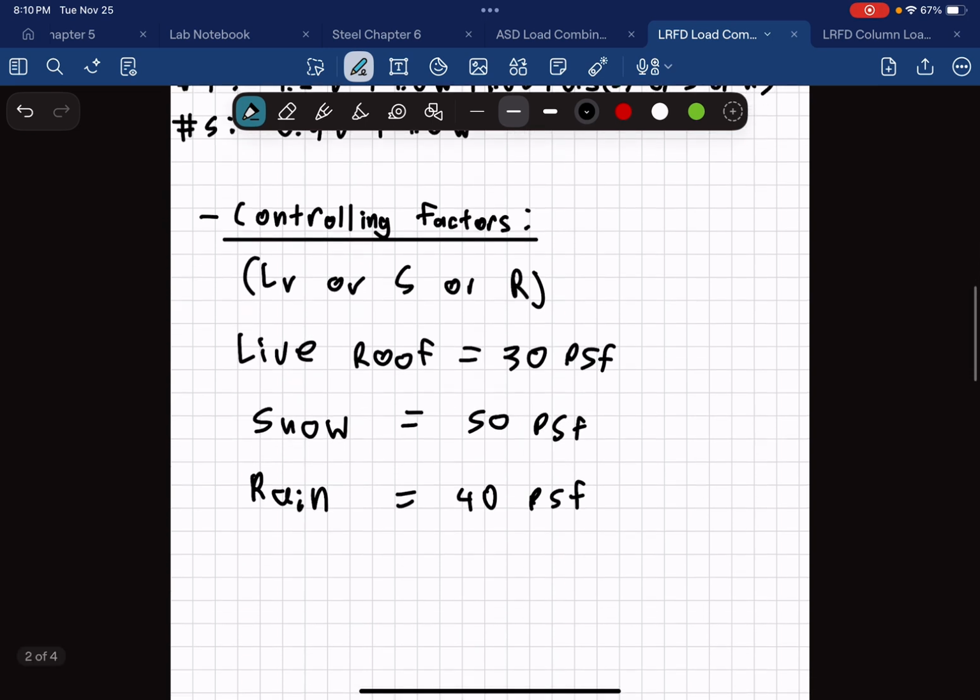So really, when we're looking at this, we're only expecting one of these to be happening at the same time, right? Because you're not going to have snow and rain at the same time. And if you have snow or rain, you're probably not going to have any sort of maintenance personnel up on the roof or any sort of temporary equipment up there, because it would be uncomfortable to work or it could damage the equipment that's up there. So we're just going to look for the controlling factor, and in this case, since snow is the highest, that would count as our controlling factor for this design.